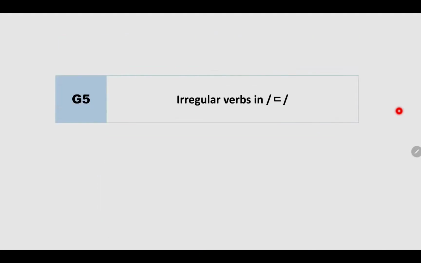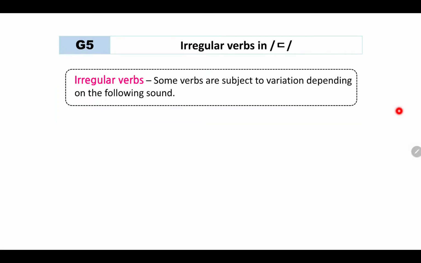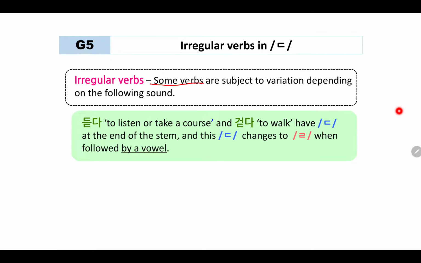Cool. One thing you have to take into consideration is the irregular verbs with 디귿 받침. We kind of know a little bit. So irregular verbs. Some verbs are subject to variation depending on the following sound. So we have 듣다 and 걷다. When you look at the stems, these both end in 디귿 받침, right? 듣다 means to listen or to take a course. 걷다 means to walk, and these both have 디귿 받침 at the end of their stem. And this 디귿 changes to 리을 when followed by a vowel.